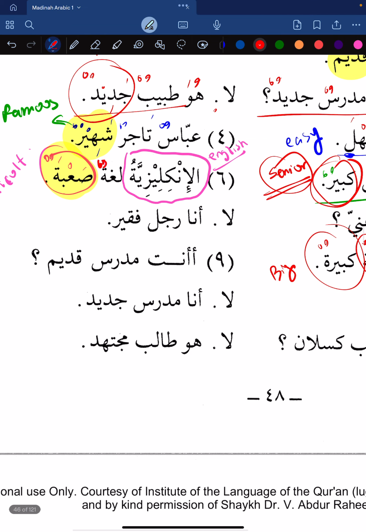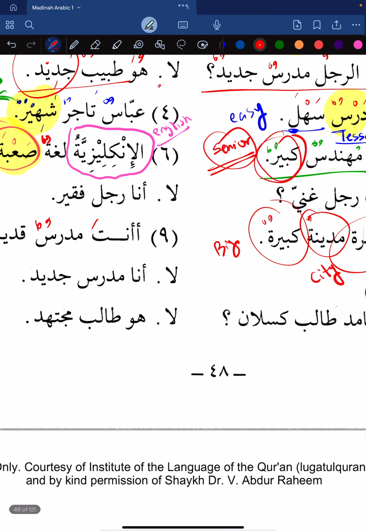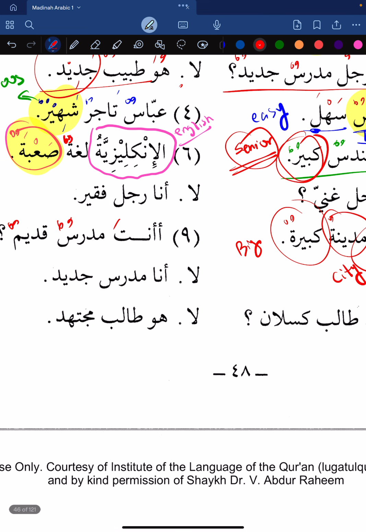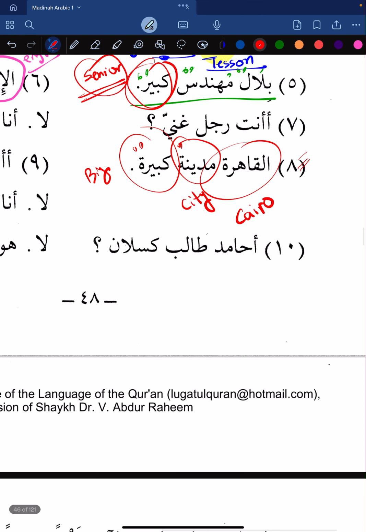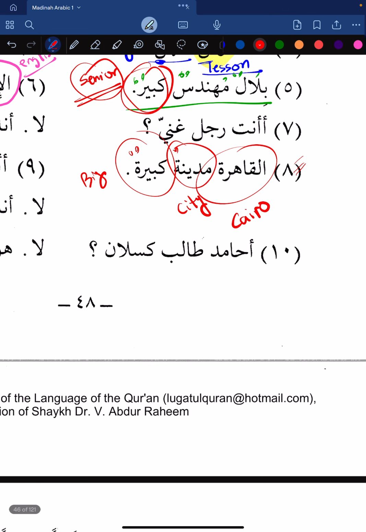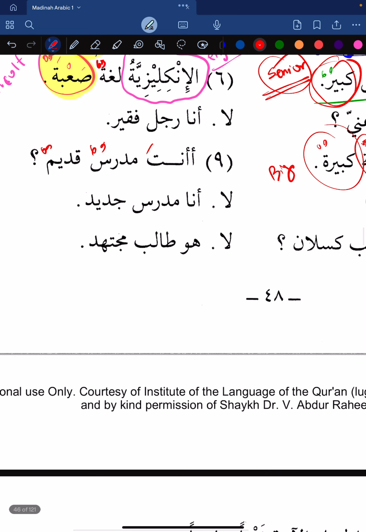أأنت مدرس قديم. Are you an old teacher? لا أنا مدرس جديد. No, I am a new teacher. Okay. أحمد طالب كسلان. Is Ahmad a lazy student? لا هو طالب مجتهد. No, he is a hard-working student. Write this down.